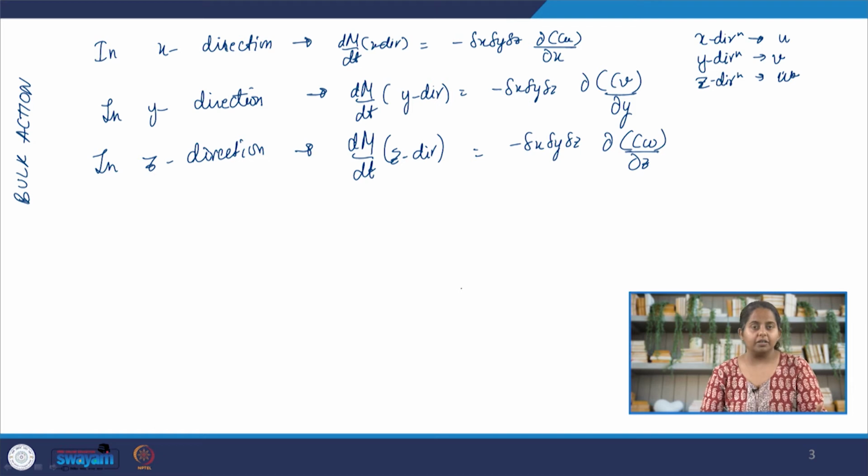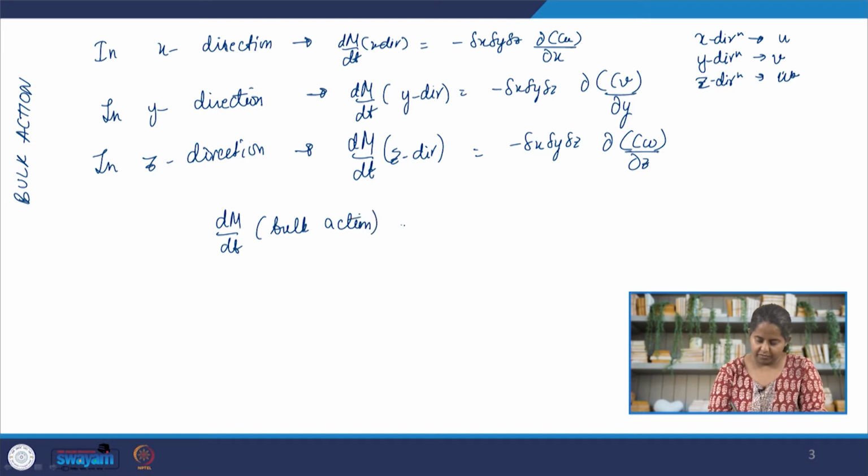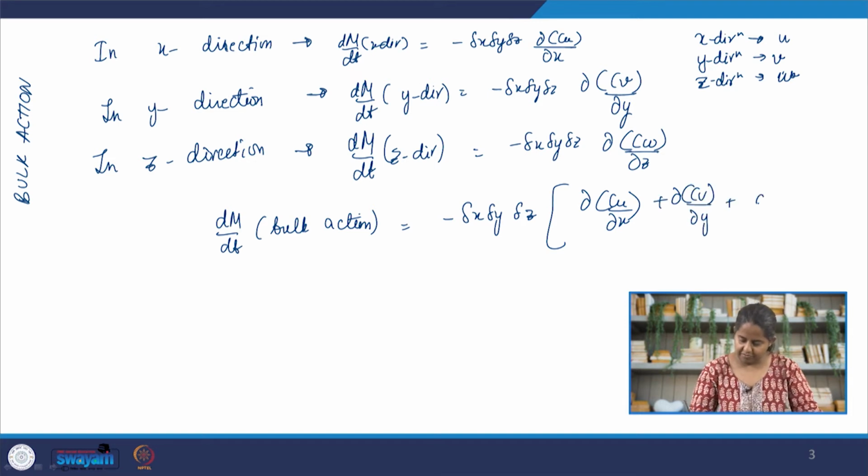We add up the dm by dt in all three directions due to wind, bulk action in x, y, z to get the net dm by dt due to bulk action, and that turns out to be dm by dt in the parallelopiped due to bulk action is equal to minus del x del y del z plus, okay, this is what we have here.